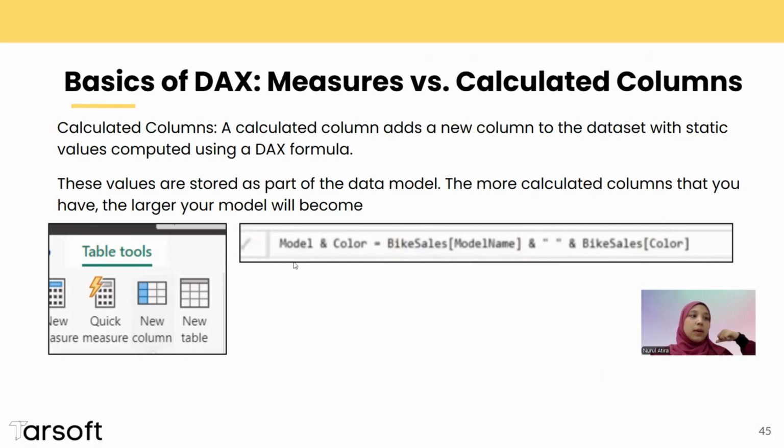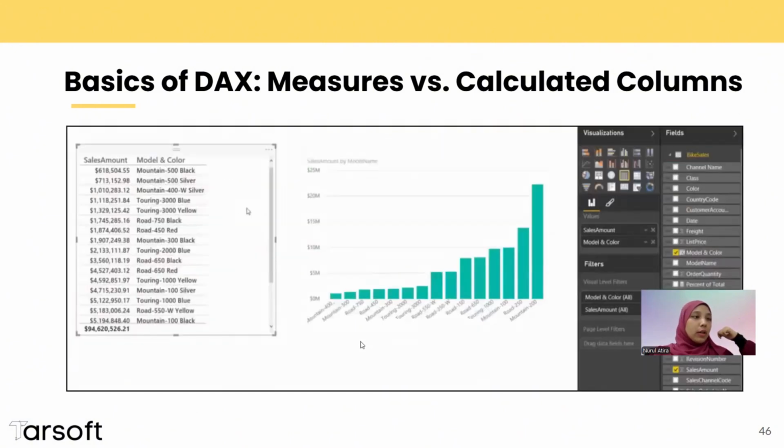In this case, we have a model and a color for calculated columns. The way you can access it is to go to table tools and then create new column. You can just key in your formula, check mark it or hit enter, and it's going to be on your data pane right here, model and column. And you're going to see the static values of this column.